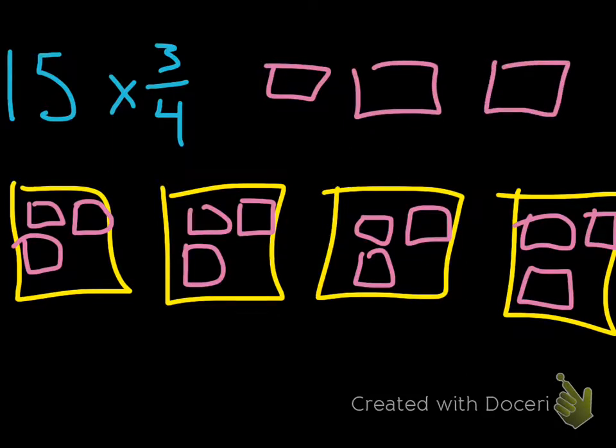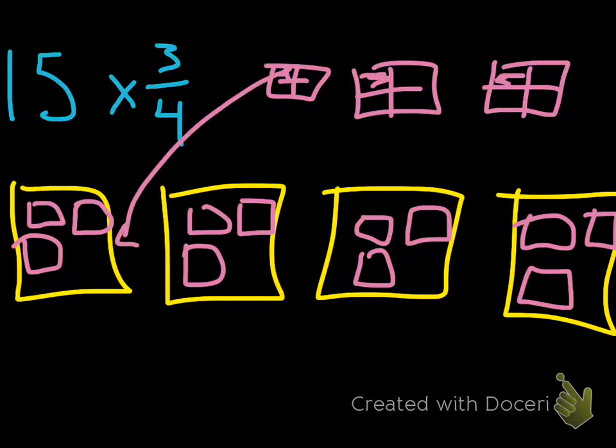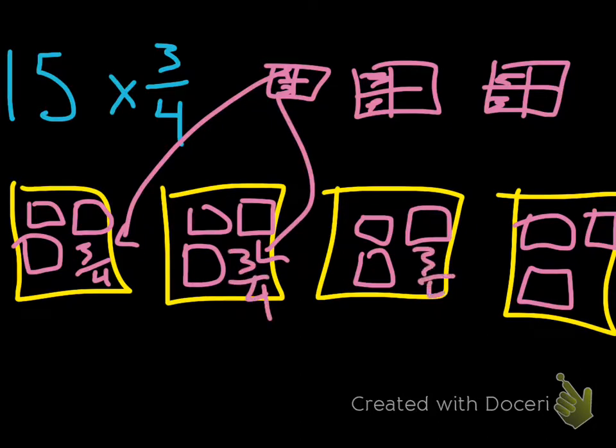Then I have to split those into 4 equal groups. Okay, I'm going to break them all into 4 equal groups. And this 1/4, this 1/4, and this 1/4 will all go here. So I have 3/4 in that one. Then I'll do the same 1/4, 1/4, 1/4 here. So I have an extra 3/4, 3/4, and 3/4.